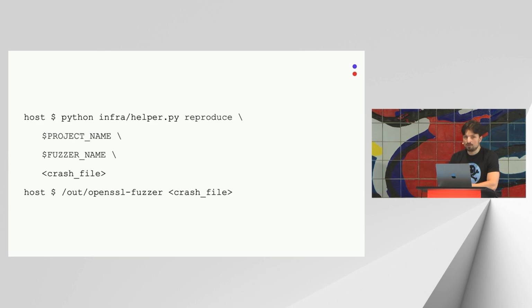And the alternative here is entering the container. This is a mistake in the slide. The second command should be run inside the container. You should basically enter the container, enter the out folder, and then run the harness executable with the crash file. In this way, you should validate the crash again.